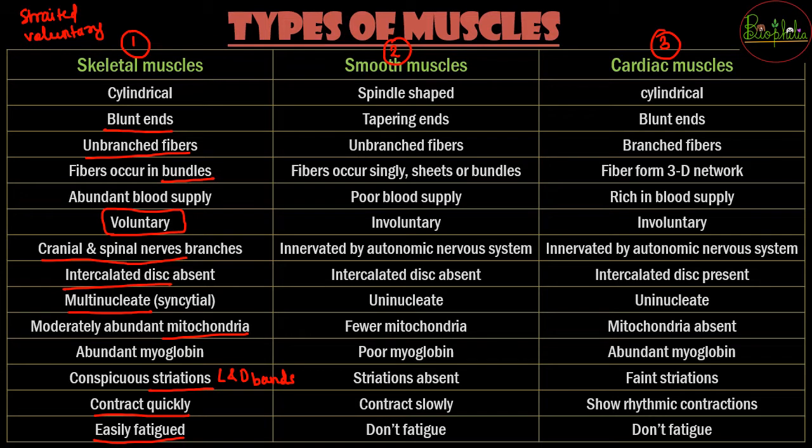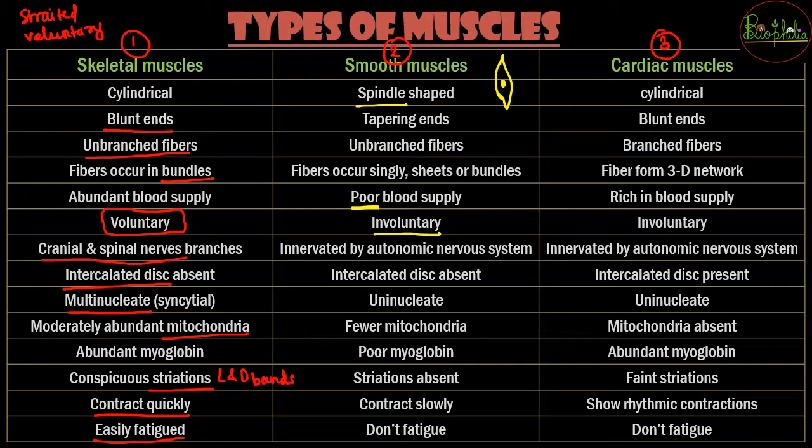Now the other thing is smooth muscles. So smooth muscles जो होते हैं, these are going to appear to be spindle shaped. So spindle shaped है यानी the center is going to be bulgy but the ends are going to be tapered. That is a spindle shaped cell. So this spindle shape, that is tapering ends, it will be an unbranched fiber and it is going to occur singly or in sheets or in bundles, so it depends. And smooth muscles have a very poor blood supply. These are involuntary, यानी these are not under your control.